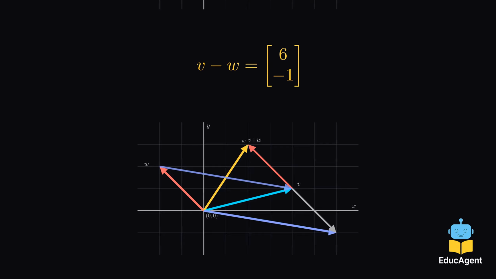Alternatively, the vector from the tip of w to the tip of v is the same as v minus w. This gives a tip-to-tip geometric interpretation of subtraction.